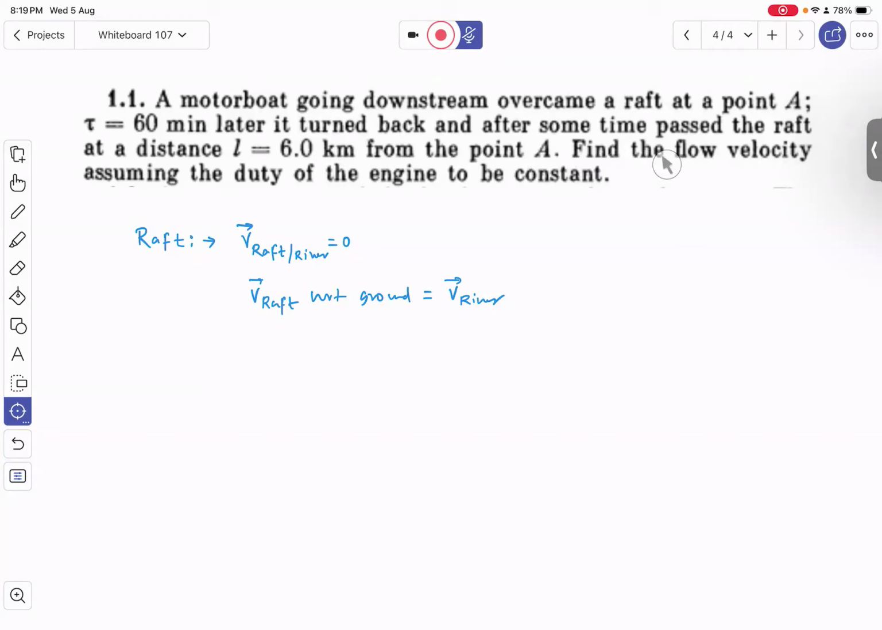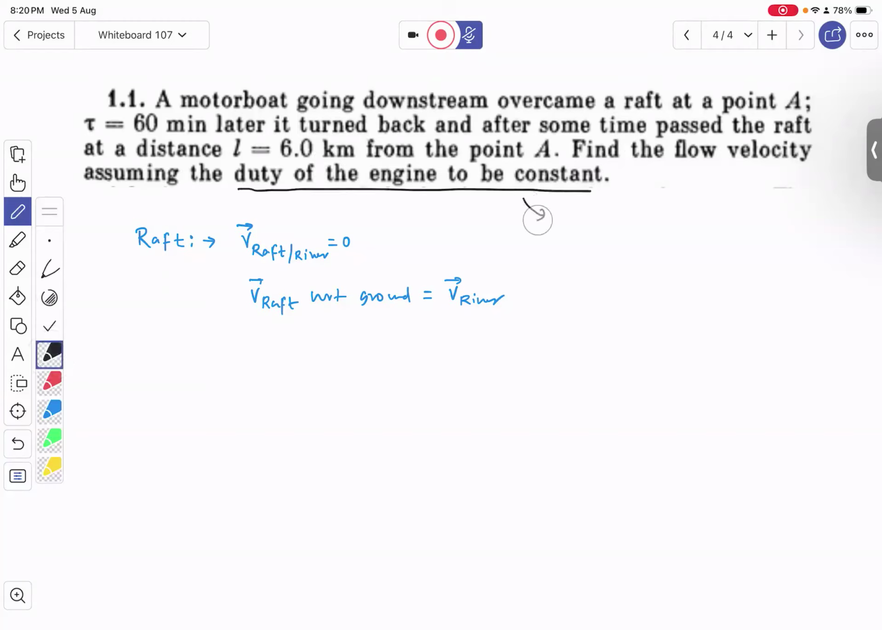From that, they are asking us to find the flow velocity of the river, meaning the speed of the river, and the duty of the engine you assume to be constant. What this really means is that even though you're traveling downstream or upstream, the speed of the boat with respect to the river remains the same whether you travel upstream or downstream. So try this question. One more thing I will mention.